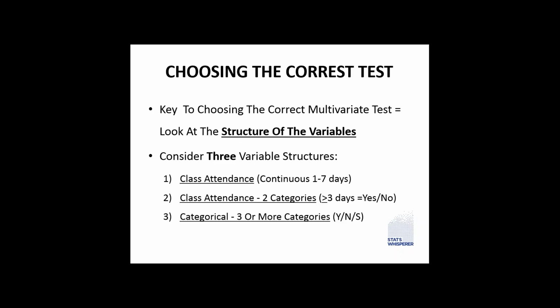So again, we look at the structure. Remember, the structure is going to guide us on what test we need. So 1, class attendance in a continuous form, that would take a continuous dependent variable. 2, categorical of 2 categories, such as class attendance grade 3 days a week or greater, or the second category, less than 3 days a week, 2 categories. Or a third that might have 3 or more categories, such as attends class: yes, no, sometimes.